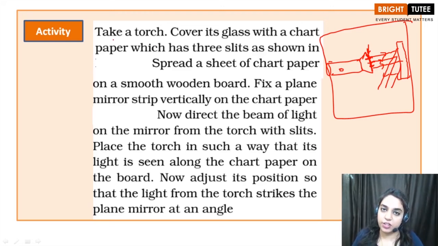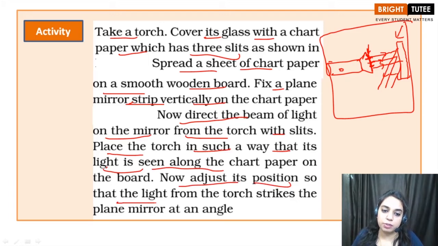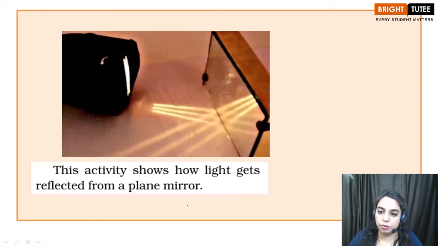What we have done, let's read the procedure. We have taken a torch and covered its glass with a chart paper which has 3 slits. Now we have spread a sheet of chart paper on a smooth wooden board. Fix a plain mirror strip vertically on the chart paper like this, and now direct the beam of light on the mirror from the torch with slits, and place the torch in such a way that its light is seen along the chart paper on the board. Now adjust its position so the path of the light from the torch strikes the mirror at an angle. So let's see what we are going to do.